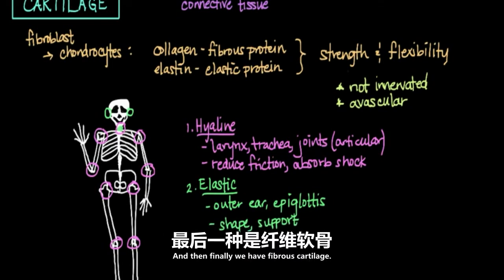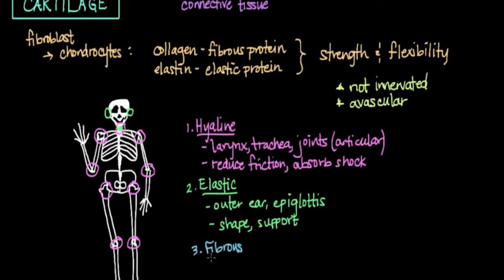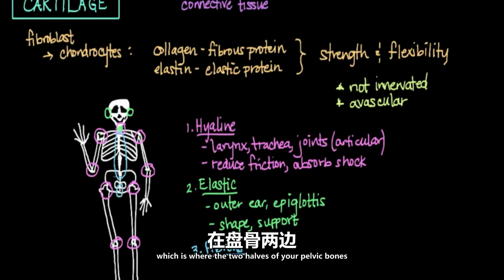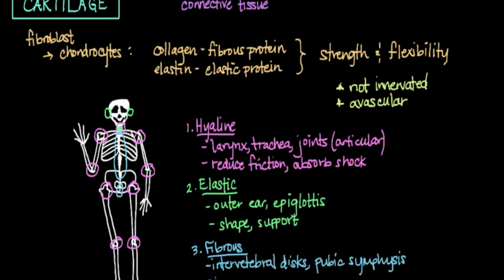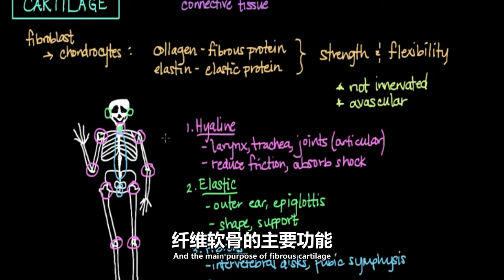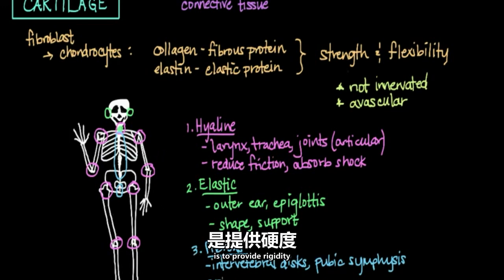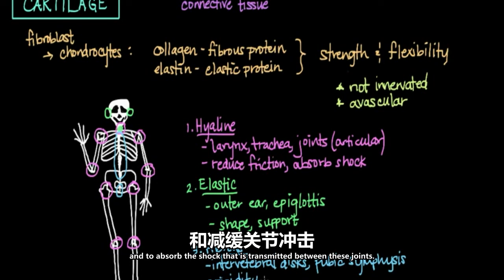And then finally we have fibrous cartilage. And you can find fibrous cartilage in the intervertebral discs in the spine, and also in an area of the pelvis called the pubic symphysis, which is where the two halves of your pelvic bones come together to form a joint there. And the main purpose of fibrous cartilage is to provide rigidity and to absorb the shock that is transmitted between these joints.